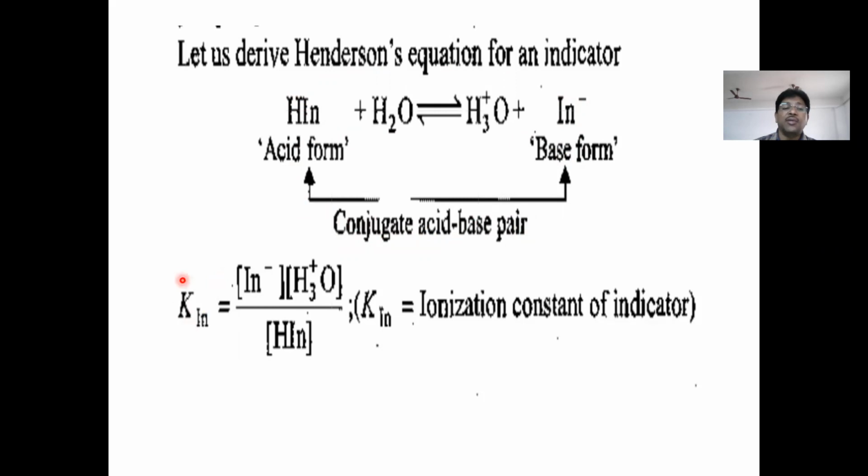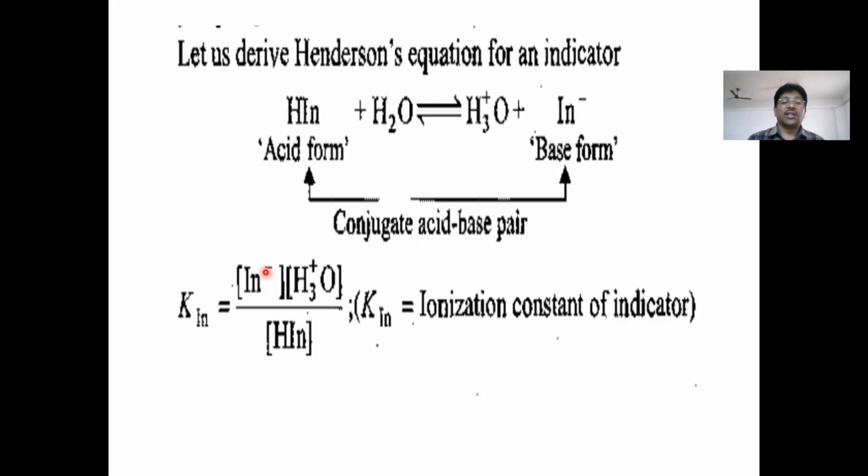Next, KIN means the dissociation constant of the indicator. The indicator is nothing but a weak acid only. So here Ka means the dissociation or ionization constant of the indicator, equal to the products' concentrations by the reactant concentration. Why is H2O not mentioned here? The H2O is taken in large excess. When water is taken in large excess, its concentration does not affect the KIN value. That's why H2O is not taken here.